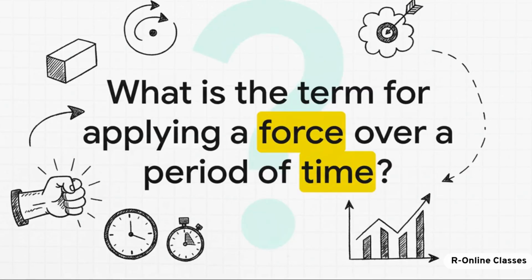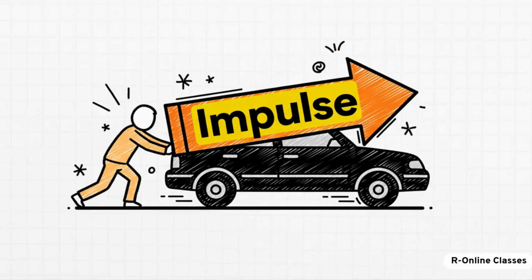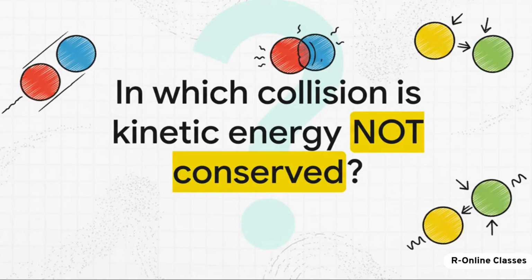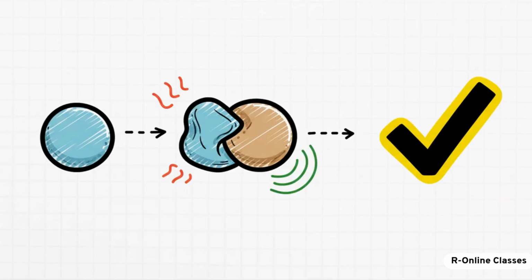Okay, next question. What do you call it when you apply a force over a period of time? You got it. That's impulse. Remember the stalled car example? That's it in action. Question 3. When is kinetic energy not conserved? Elastic or inelastic collisions? Yep, inelastic collisions. That's where you lose energy, which describes pretty much every real-world crash.